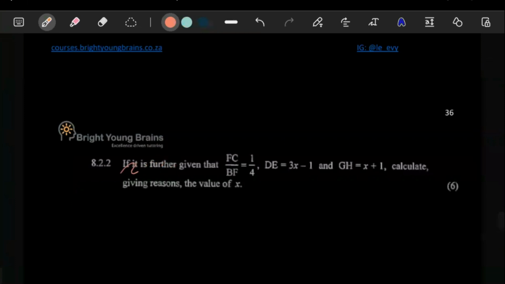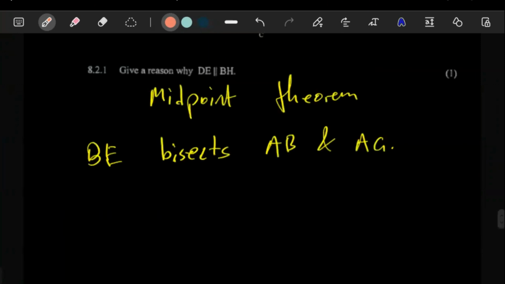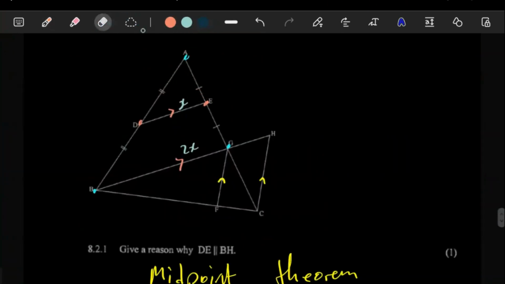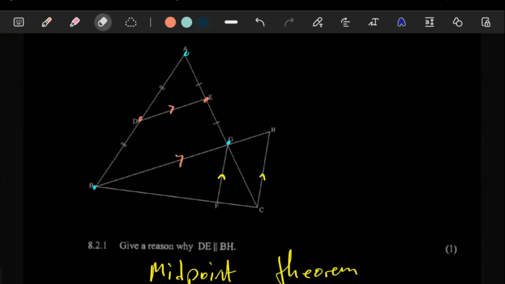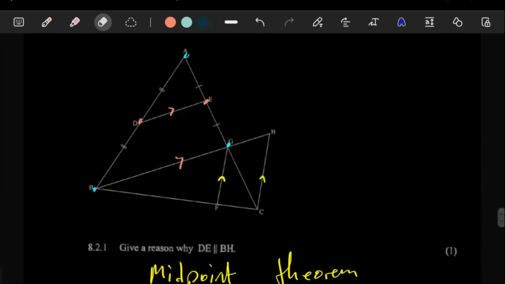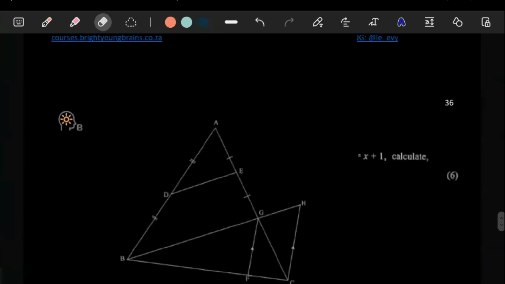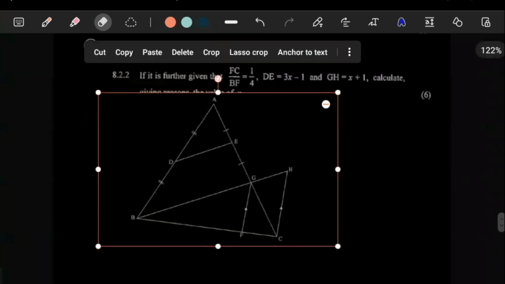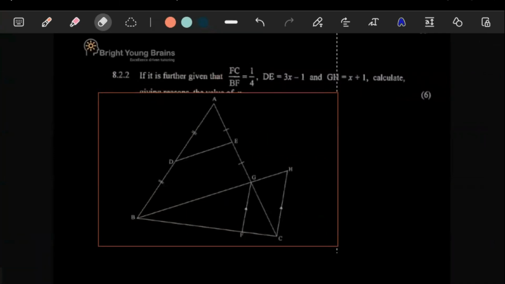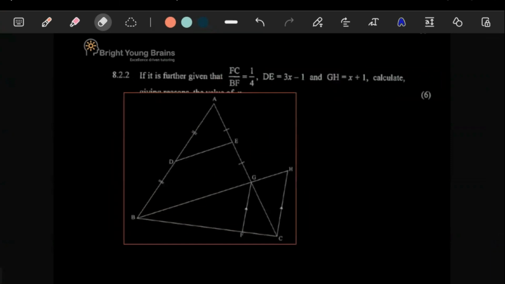8.2.2 says, if it is further given that FC over BF is a quarter, the ratio, and DE is 3x minus 1, and GH is x plus 1, calculate with reasons the value of x. So let me just remove this so we don't get confused. Let's get our sketch a bit closer to where we're going to be writing, because it seems like we need the sketch anyway. So let's get the sketch here, crop, move this here. Yeah, there we go.